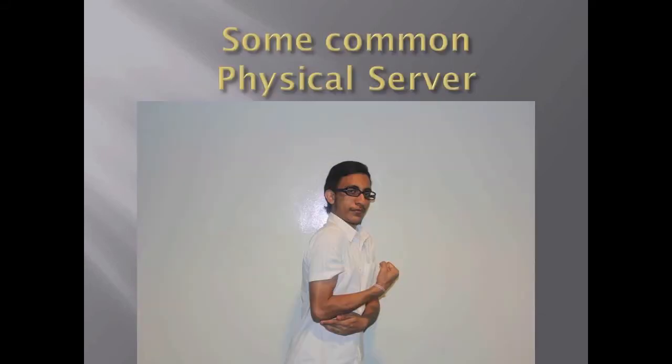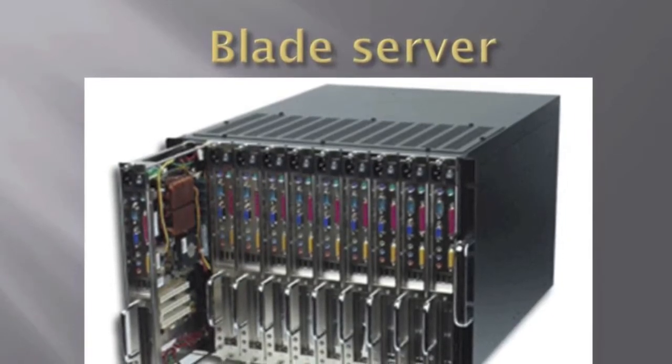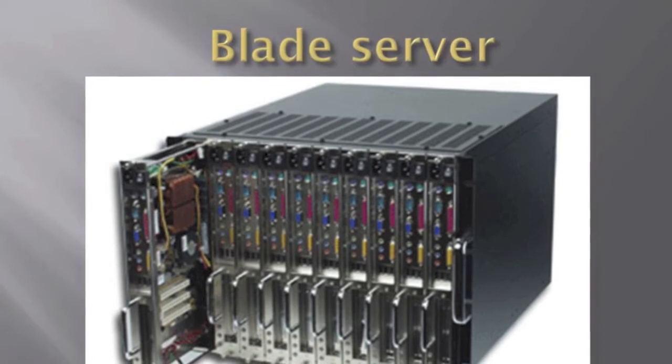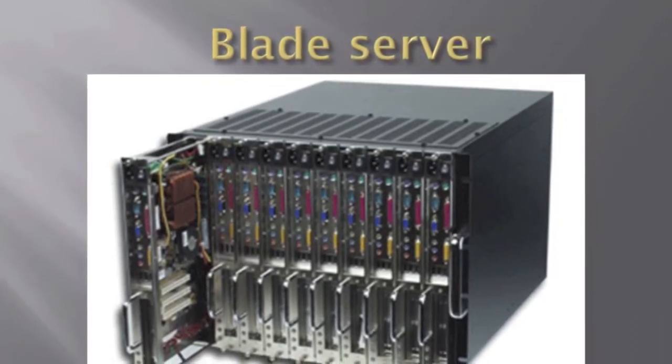Some common physical servers deployed in the data center are blade servers and rack servers. A blade server is a high-density server. It allows more processing power in less rack space, simplifying cabling and reducing power consumption.